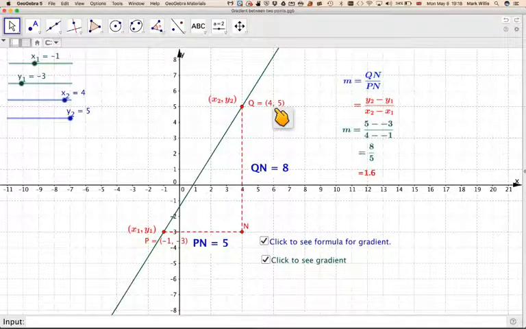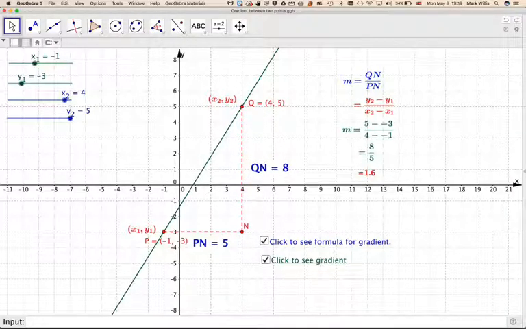So the gradient in this case is going to be 5 minus 3 divided by 4 minus 1, which you get here. 5 minus 3 gives me 8, and then 4 minus 1 gives me 5, so that's 8 over 5. Now normally it's best to express it as a fraction, because that means for every 5 squares I go along I will go up 8, or as a decimal you get the answer like that. So every 5 squares along I'm going to go up 8.